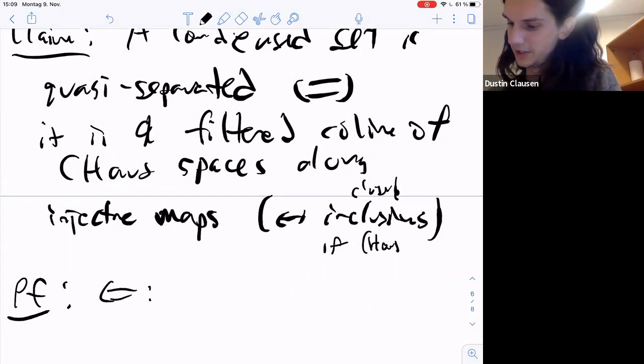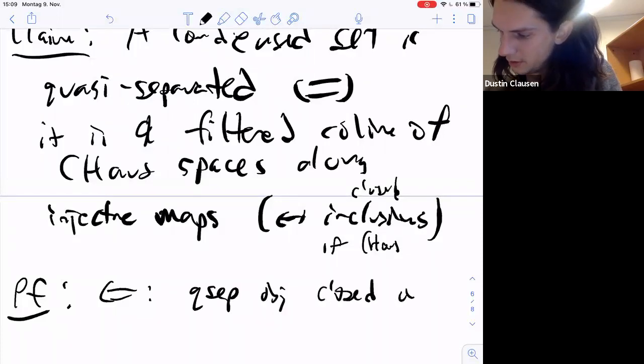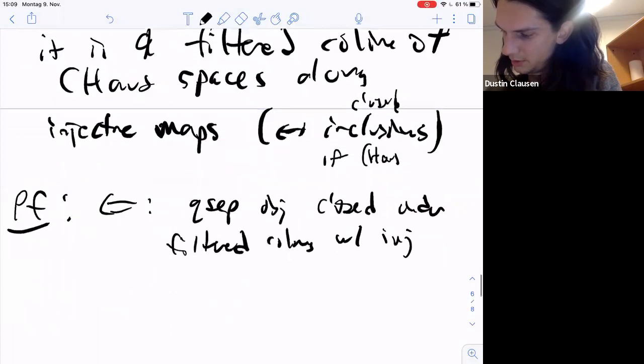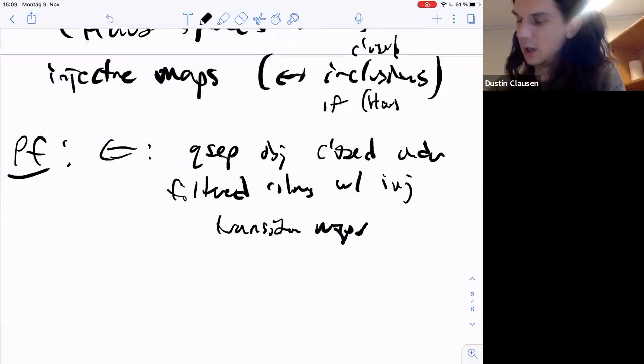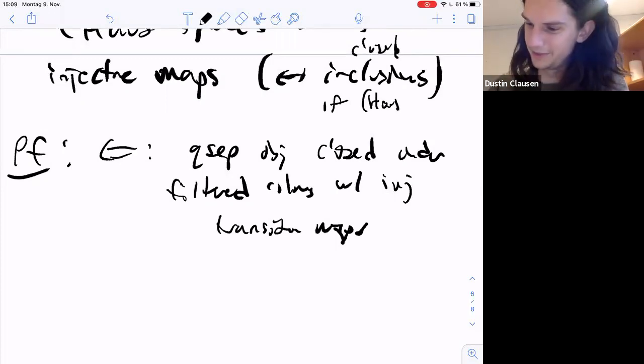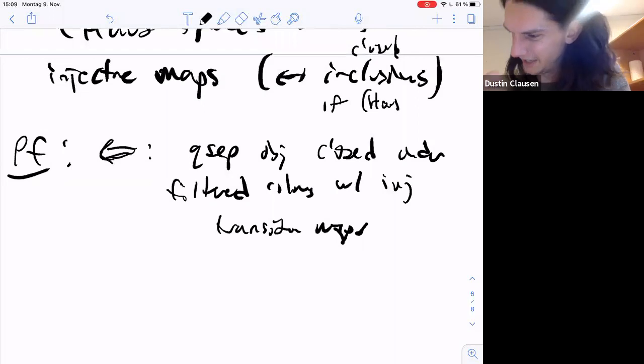All right, so the forward direction is that, well, in a general topos, quasi-separated objects are closed under filtered colimits with injective transition maps. I think that's a general topos fact. In any case, yes, that's right. If you try to prove it, you'll see that it's not too difficult. You just follow your nose.